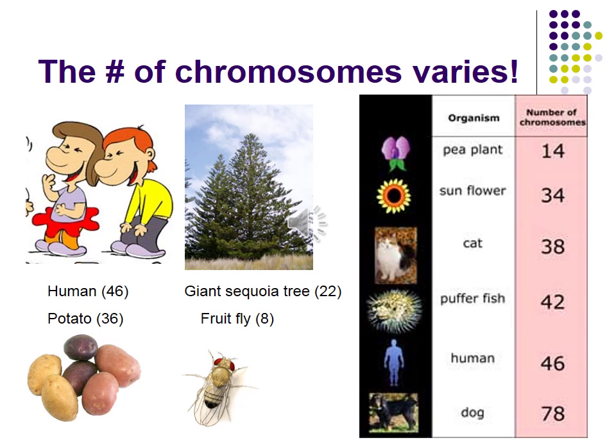And here on the side chart, you see pea plants, 14, sunflowers, 34, cats have 38, pufferfish 42, humans have 46 once again, and dogs have 78. So dogs have more chromosomes than humans. So what we've realized now is that chromosome number doesn't have to do with complexity or order of any sort, as far as leaders on top of the food chain.